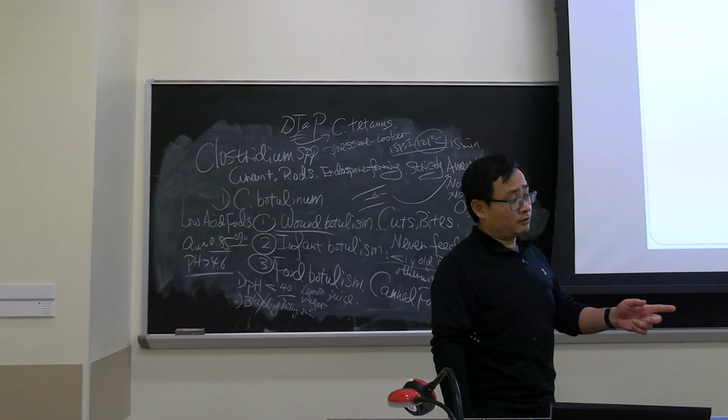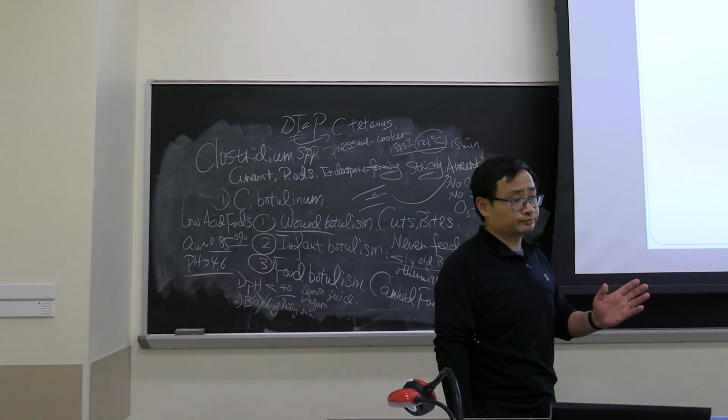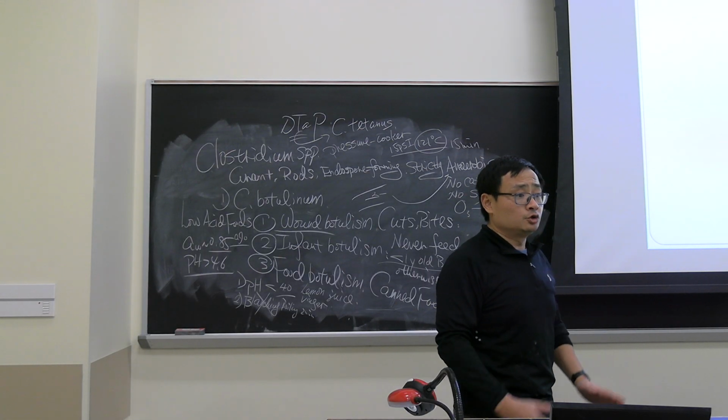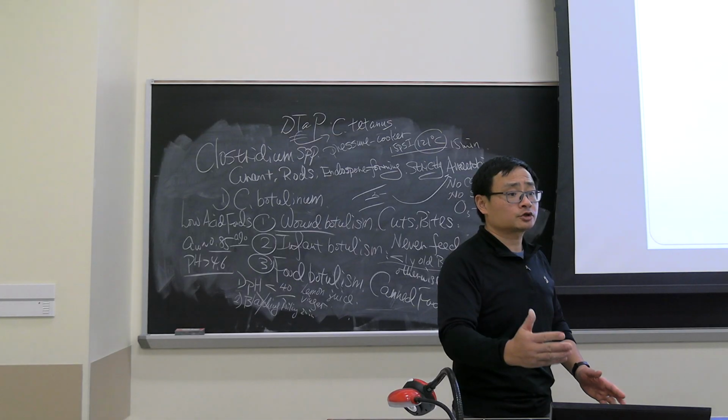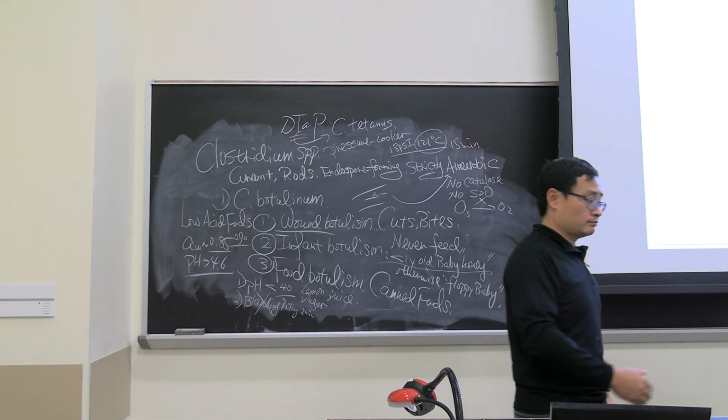So for botulism and tetanus, all those toxins, if we really have a treatment, you need to give antitoxin immediately before we give antibiotics.